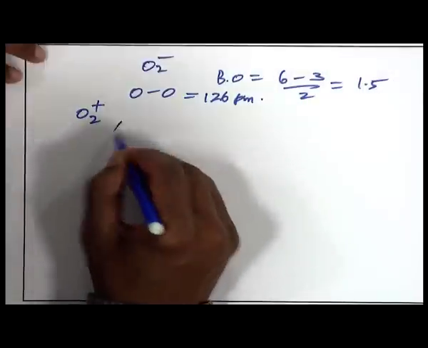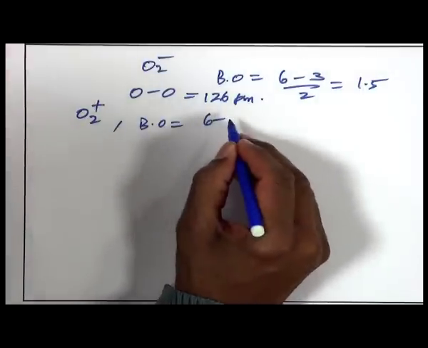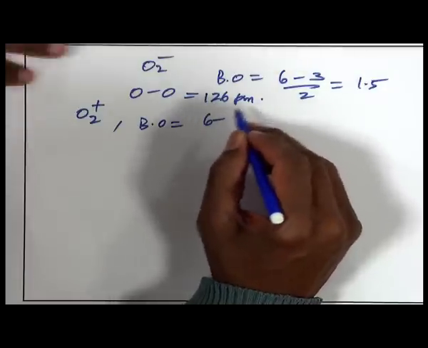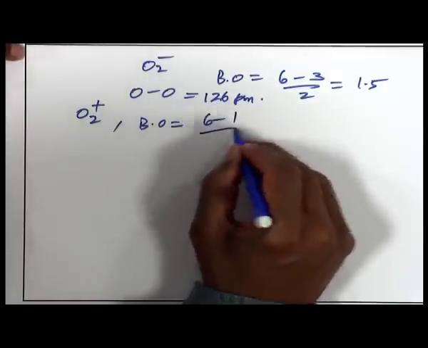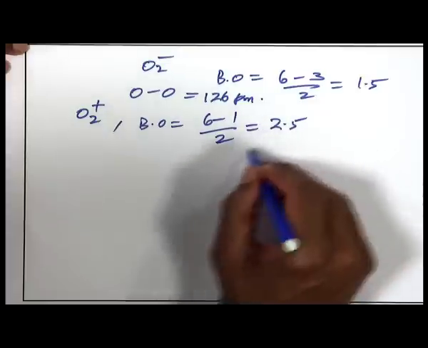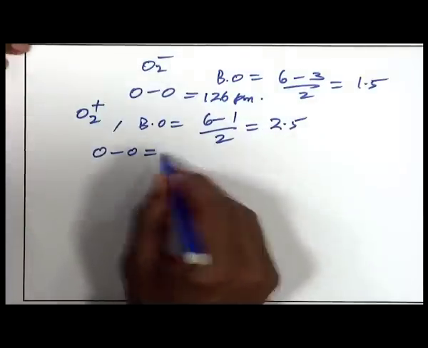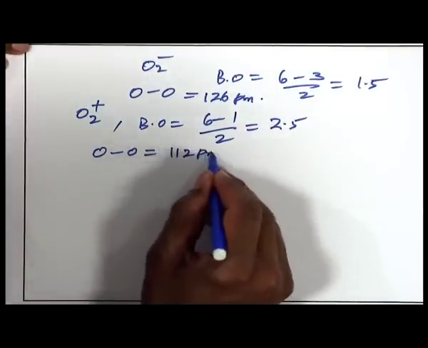Okay, for O2 plus, the bond order is equal to 6 minus the number of electrons present in the antibonding orbital, which is 1, divided by 2, that is 5 by 2, equal to 2.5. Then the O-O distance in O2 plus is 112 picometer.